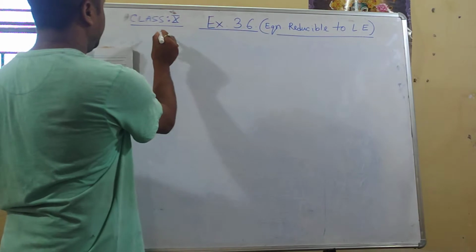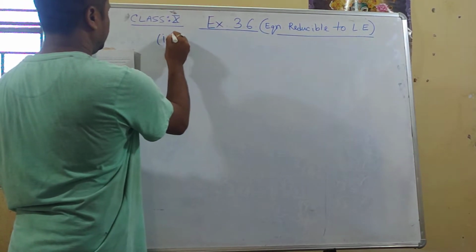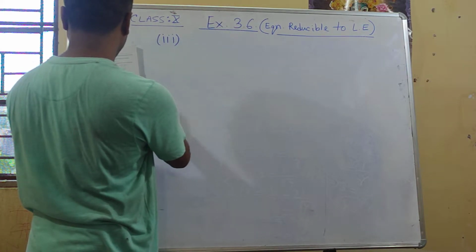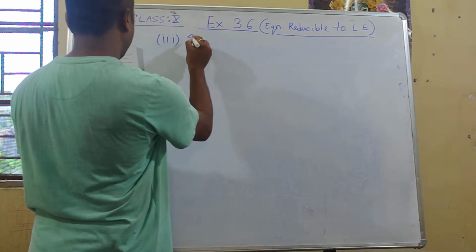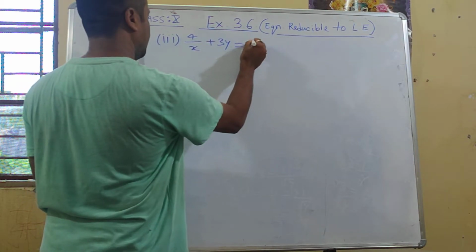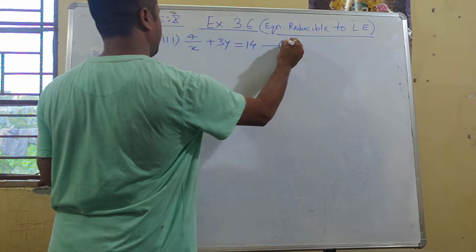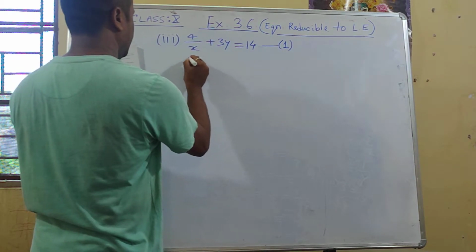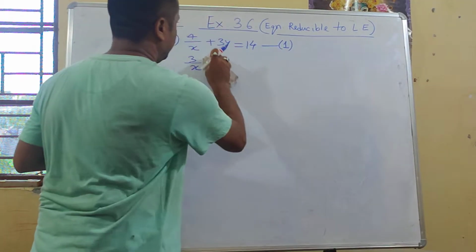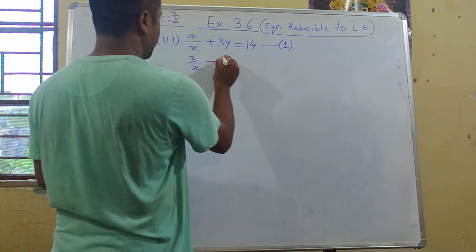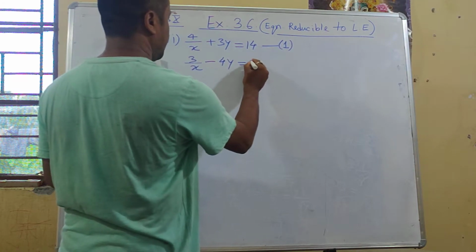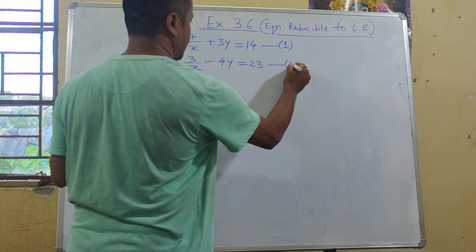Let us go to number 3. Number 3 is 4 by x plus 3y is equal to 14. It is number 1. And second, 3 by x minus 4y is equal to 23. It is number 2.